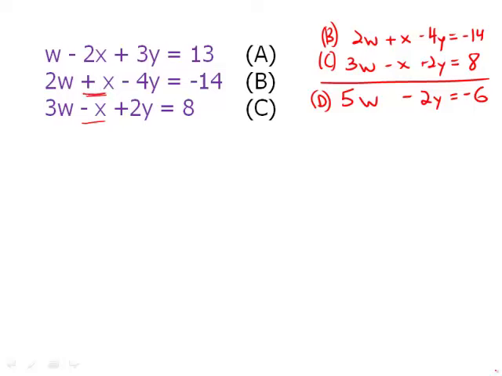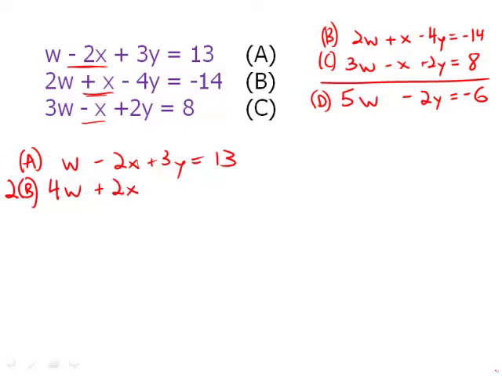Again, this plus x looks like it would be pretty easy to cancel with this minus 2x. If I just multiply B by 2, then that should be able to cancel them. So I'm just going to have A by itself. A is w minus 2x plus 3y equals 13. I'm going to multiply 2 times B. Everything on both sides of the equation gets multiplied by 2. Of course, you're always allowed to multiply both sides of an equation by the same thing. That's perfectly legitimate. That will give me 4w plus 2x minus 8y equals negative 28.